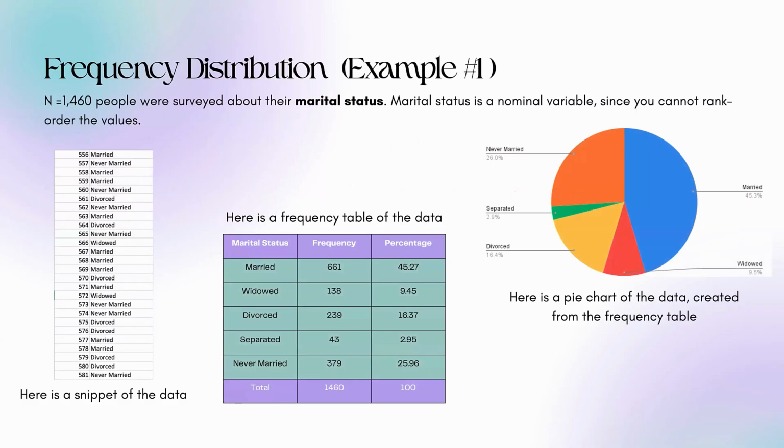We have n of 1460 people who were surveyed. That should be a small n, not a big N, because that is a sample. They were surveyed about their marital status. Marital status is a nominal variable since you can't rank order the values. So we have married, widowed, divorced, separated, and never married. Those can't be rank ordered.